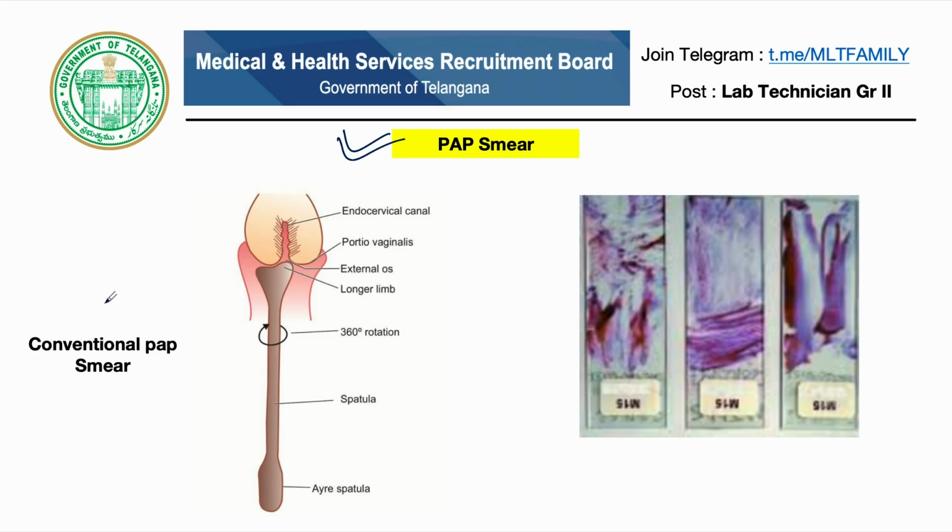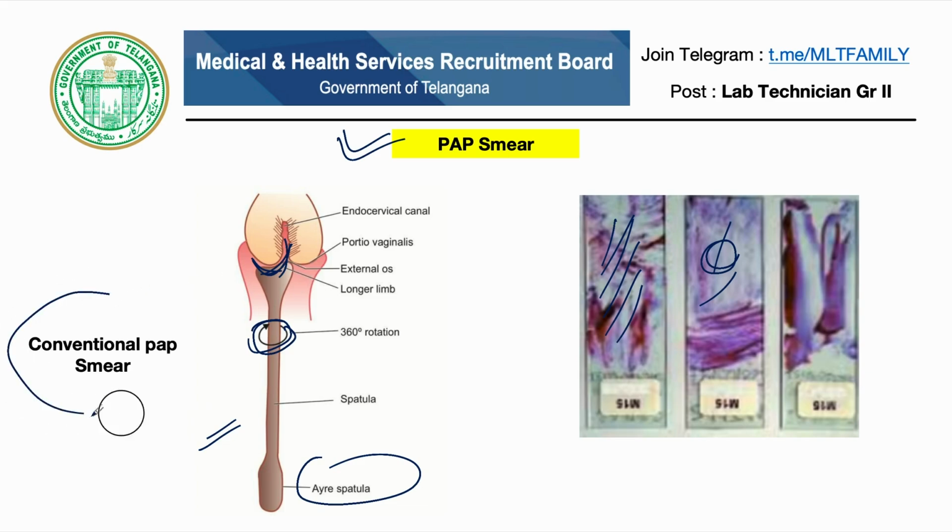So the pap smear technique has the conventional pap smear technique. In this we use an iron spatula, which looks like this, and we insert it into the vaginal canal of the female and collect a sample from the cervix area by rotating the spatula. Then we just paint it over a slide, random painting, no certain clockwise pattern, and then we will fix it and stain it later. This is called the conventional pap smear technique. In this we use an iron spatula.